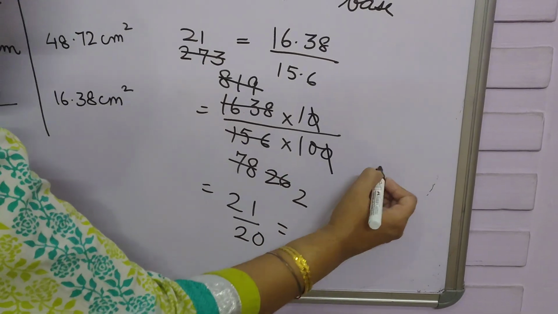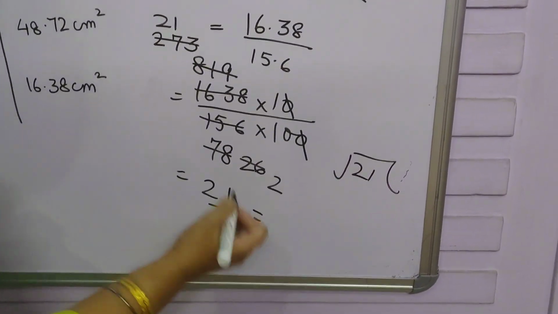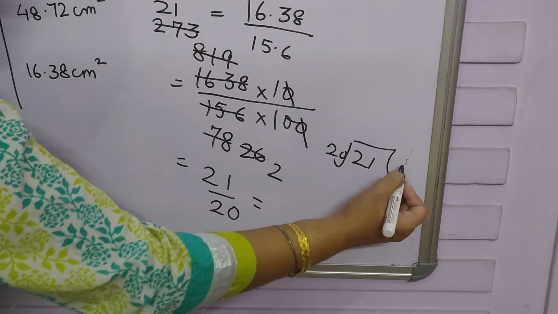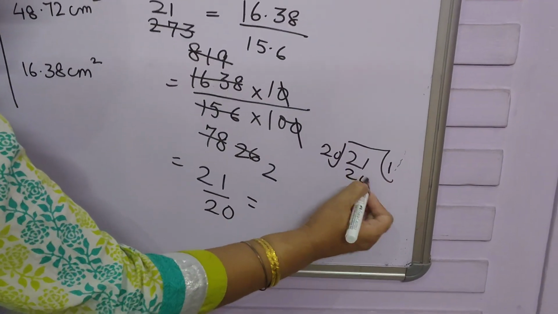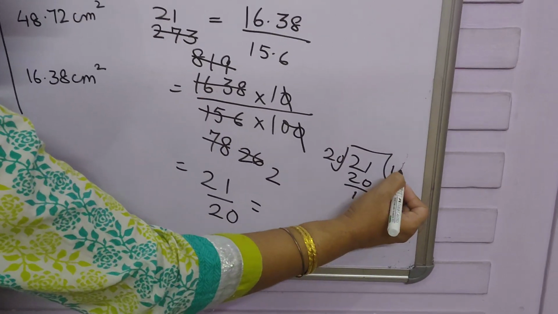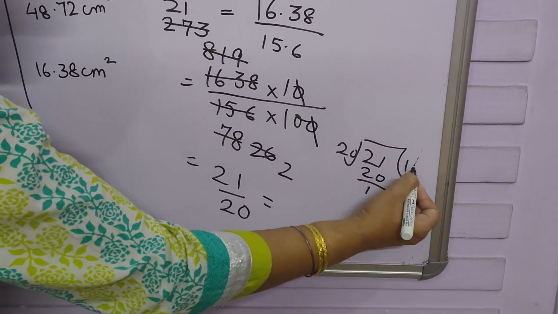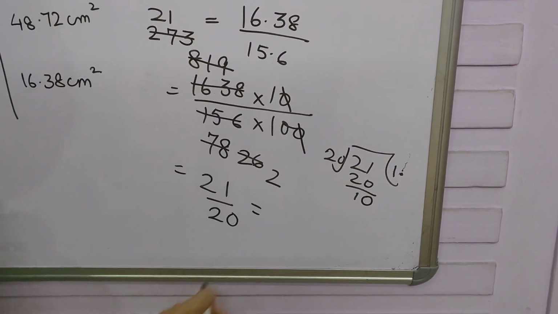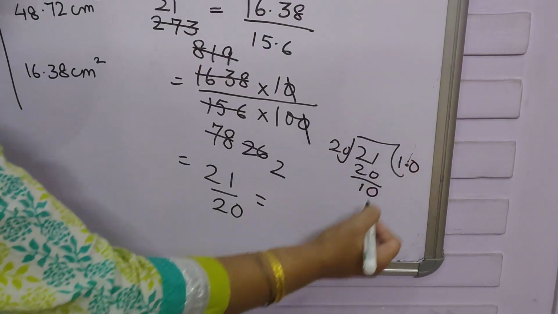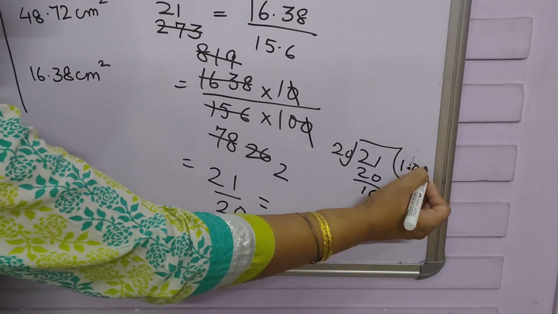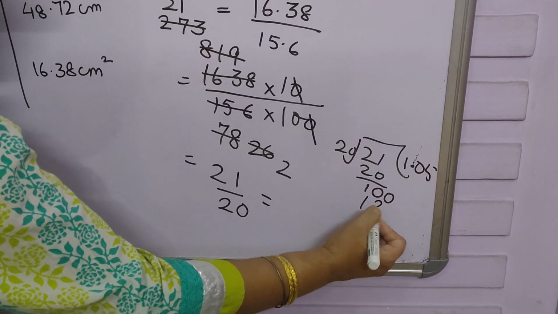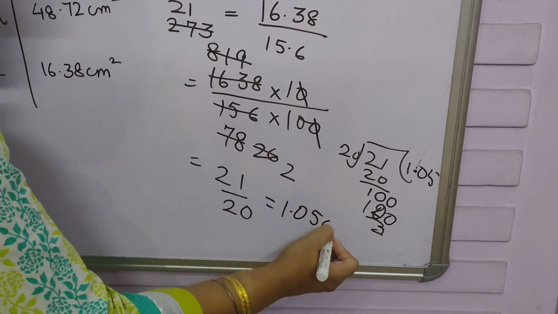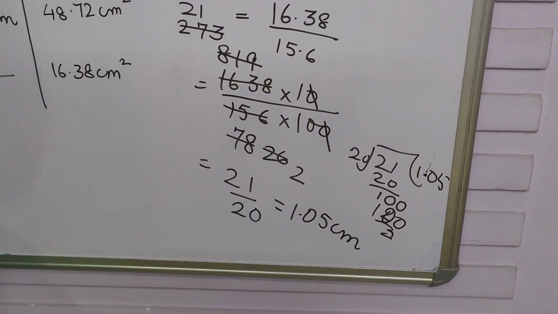So either you can leave this in decimal or you can leave this in mixed fraction as you like. So 20 ones are 20, 1 is left. Now decimal, so we'll have 0. Then again 0 here, we'll have one more 0. Now 20 fives are 100. So it comes out to be 1.05 centimeter.